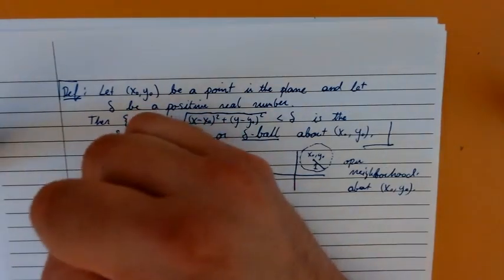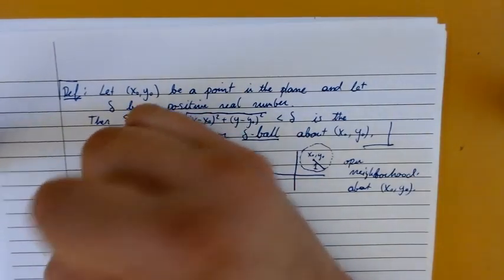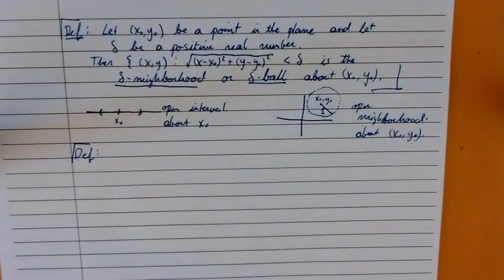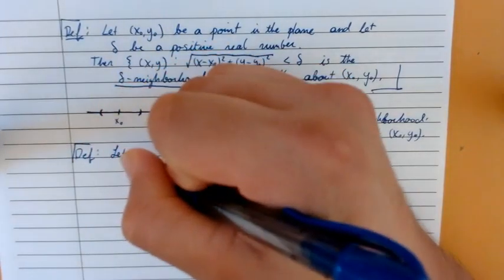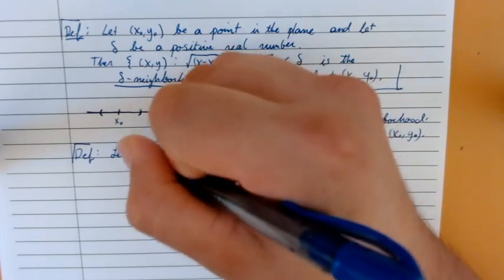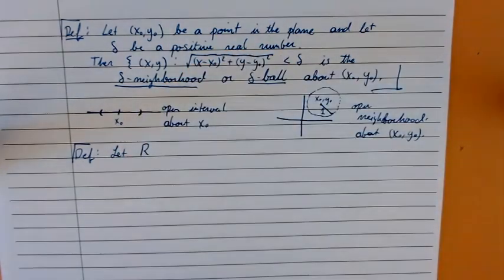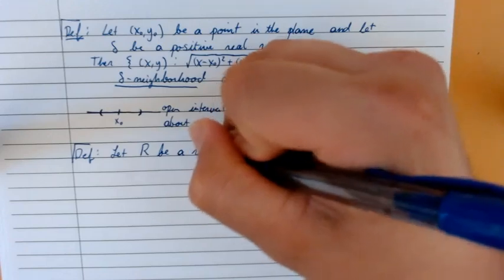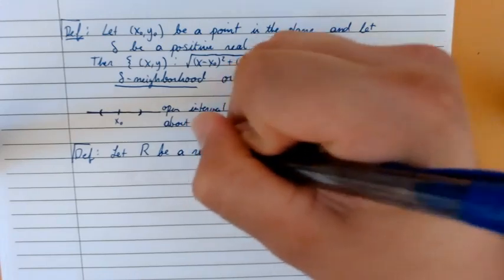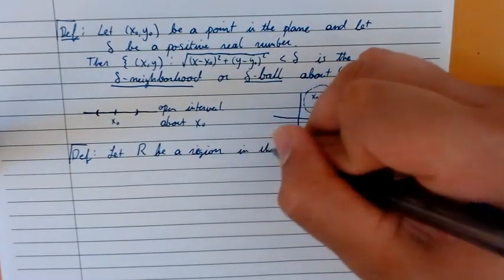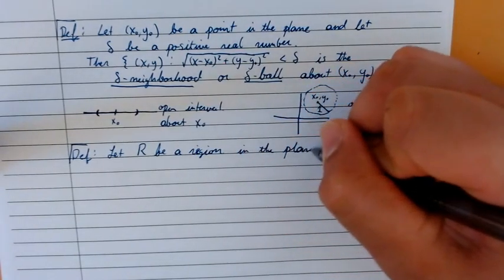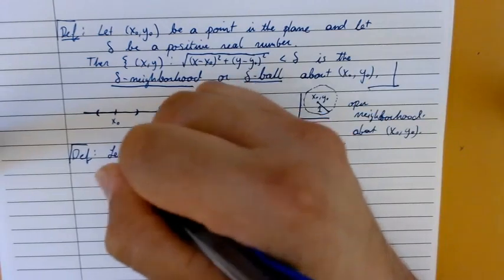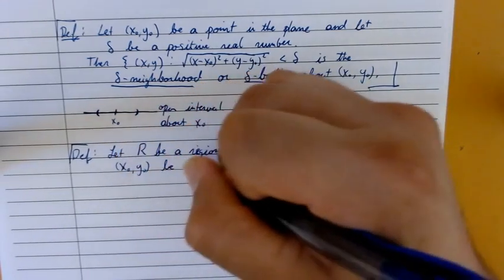Okay. We're going to need a few other definitions for the main part of this section to make sense. So let's continue on to our next definition. So let's take a region in the plane. Let's call it R for region because I'm very original when it comes to labeling stuff. Let R be a region in the plane, and x naught comma y naught be a point in R.